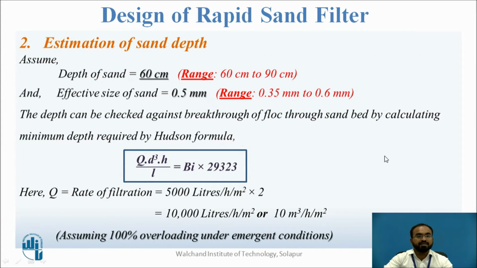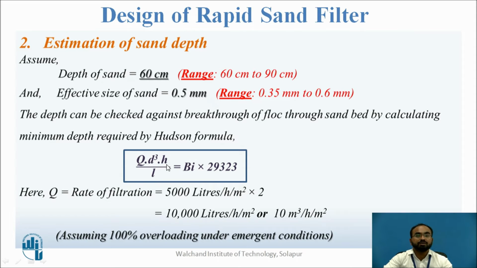Coming to the second point, estimation of sand depth. I will first assume the depth of sand, that is 60 centimeters. The range is 60 centimeters to 90 centimeters. And my effective size of sand I will take as 0.55 mm. The range is 0.35 to 0.6 mm. The depth can be checked against the breakthrough of flock through the sand bed by calculating the minimum depth required by the Hudson formula. So what is the formula?